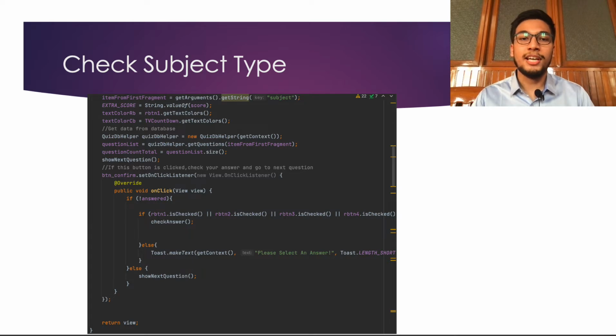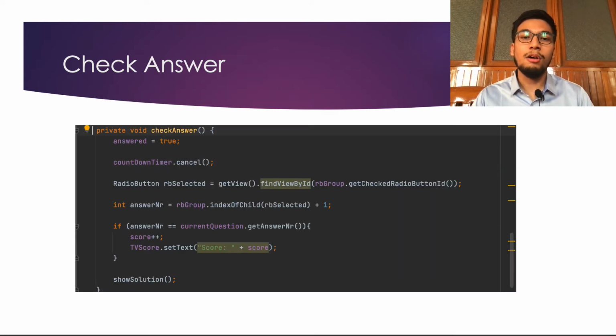Here, we check whether the user input the answer or not. If the user does not input any answer, it will show please select an answer. If the user inputs an answer, the code will flow to the check answer function to check the answer. The code here states that the function check answer will read what the user chooses in the radio button and add a point if the answer is correct.